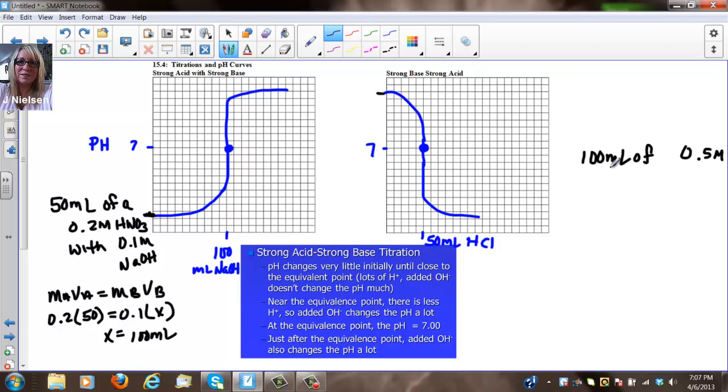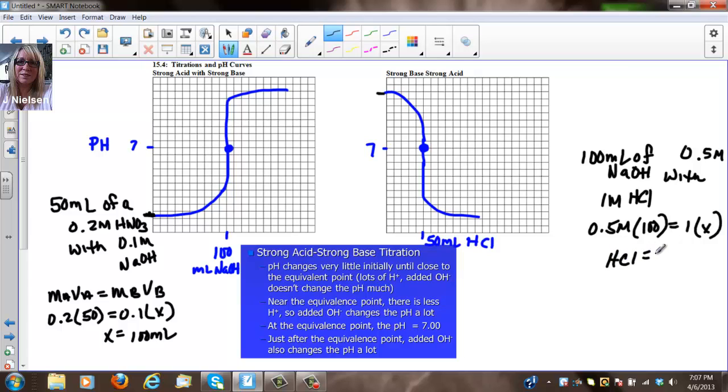And in this one, you had 100 mL of 0.5 molar NaOH. You titrated with 1 molar HCl. So if I have 0.5 molar times 100 equals 1 times X, therefore my HCl was equal to 50 milliliters. And that was my equivalence point.